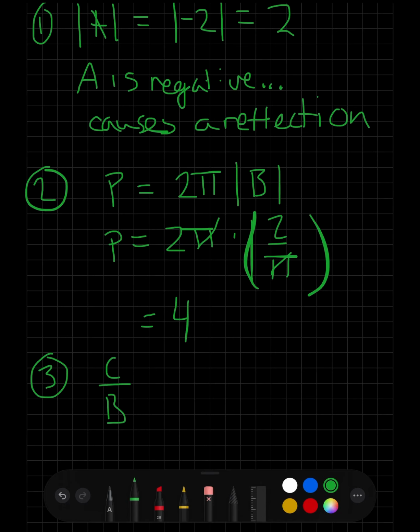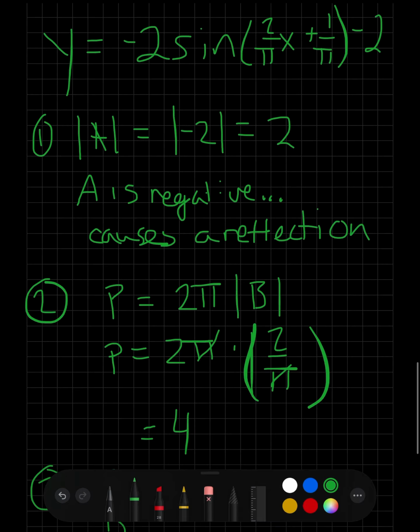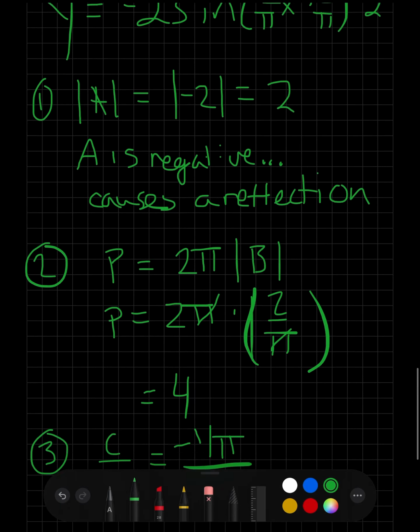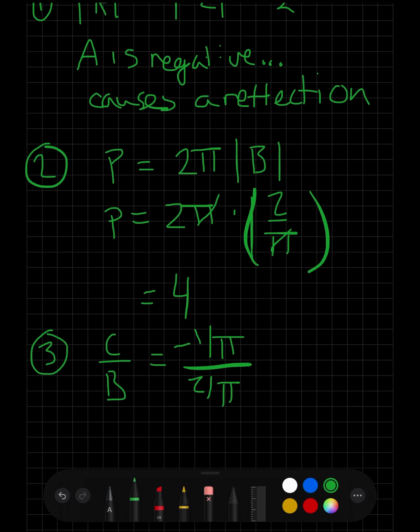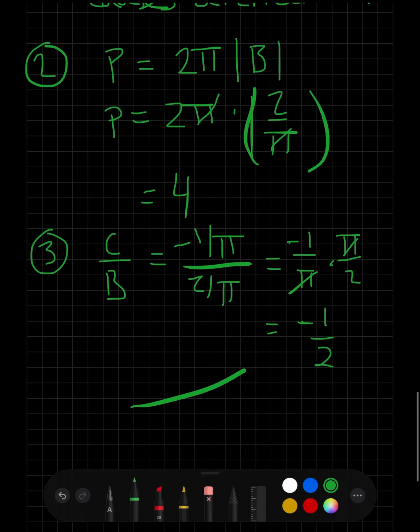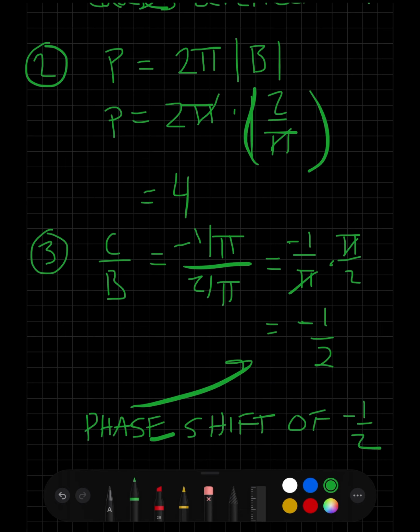We want to identify our phase shift, which is c over b. So in this case, our c is -1 over pi, and our b is 2 over pi. -1 over pi times pi over 2. So our pi's are going to cancel, and we're going to end up with a phase shift of -1/2. So remember, this is our horizontal phase shift of -1/2.